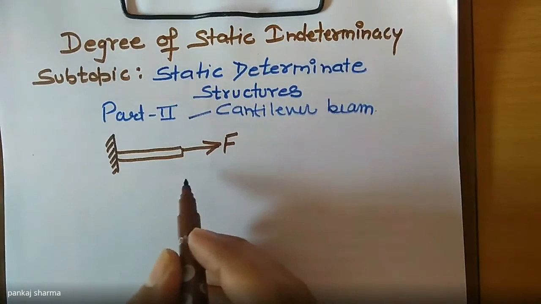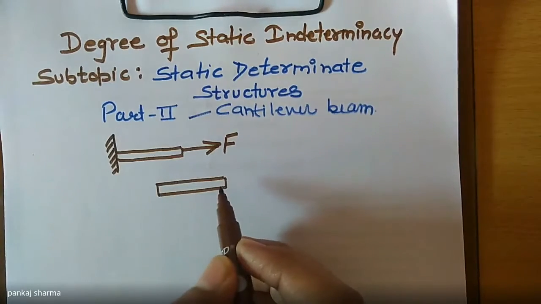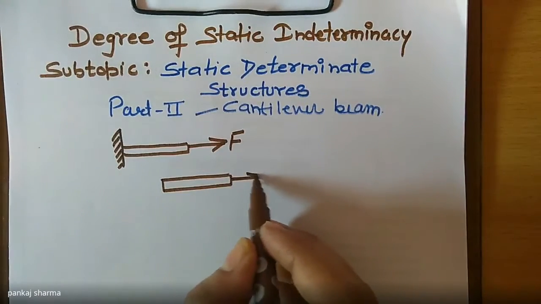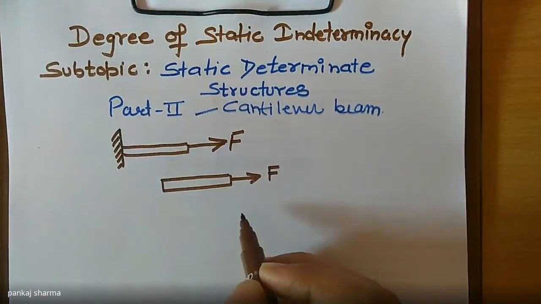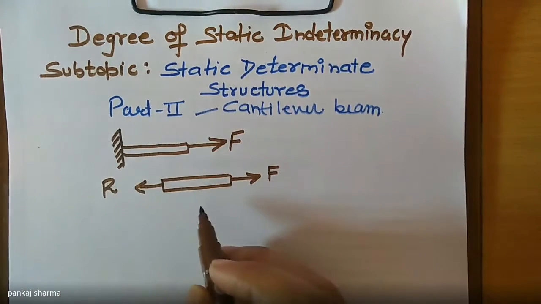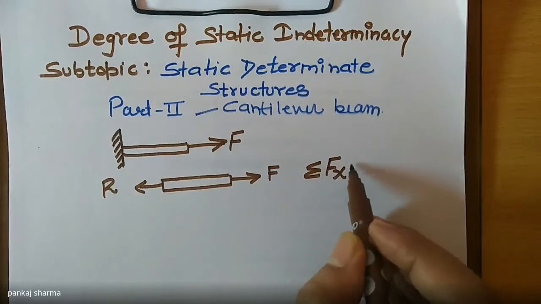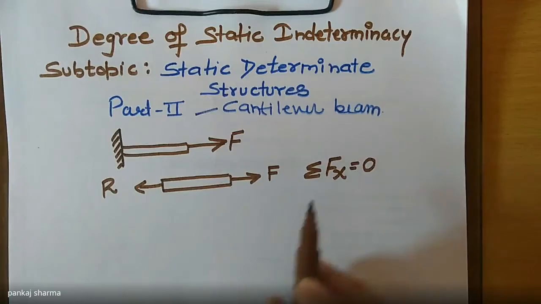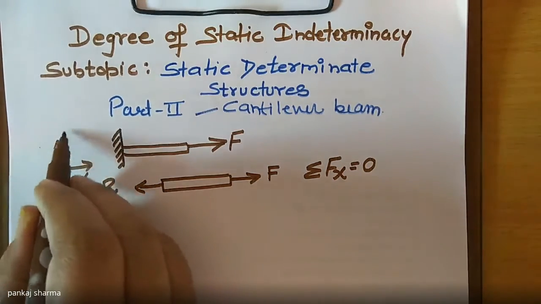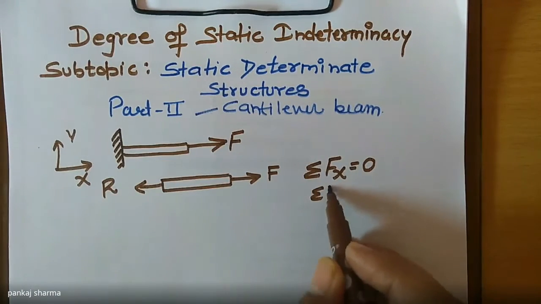So we have to draw the free body diagram for this beam. The weight of the beam is assumed to be 0. So it is the external force F and it is the reaction force. It must be present just to satisfy the condition of equilibrium, Fx equal to 0. This is the X direction and this one is the Y direction. Fy is equal to 0 and Fz is equal to 0.